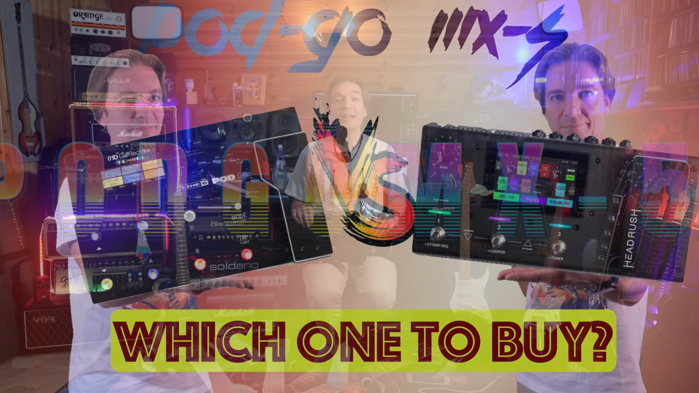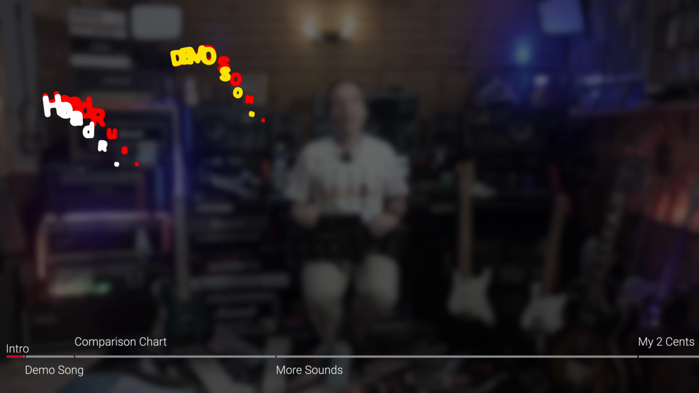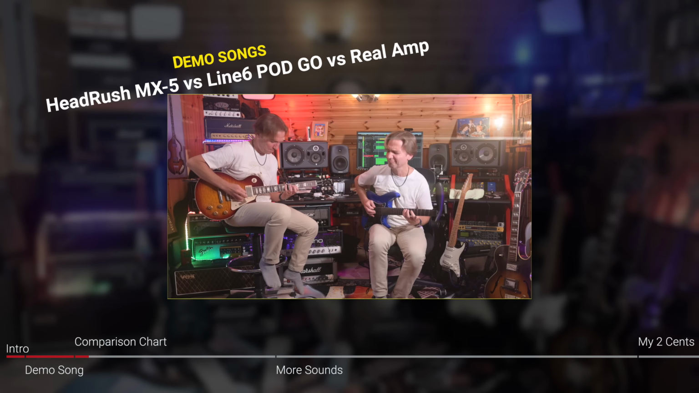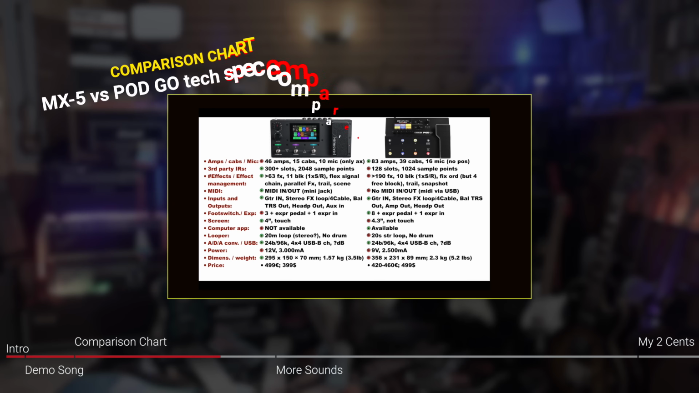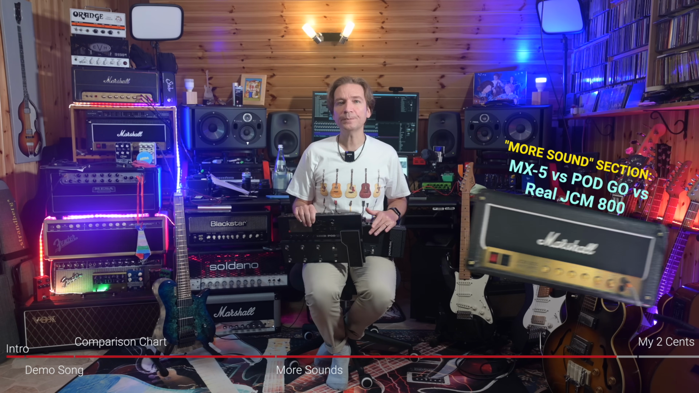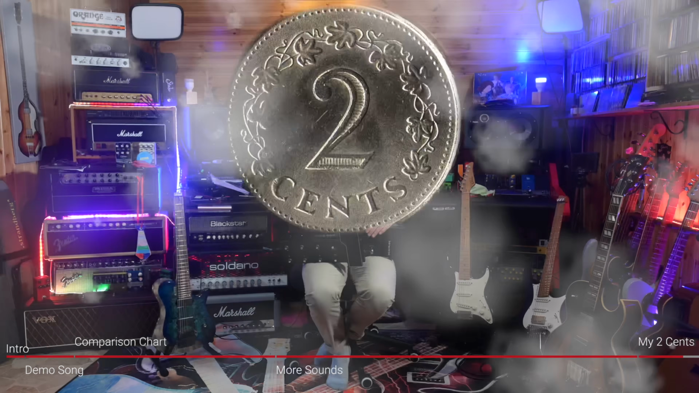the Headrush MX5 and the Line 6 PodGo. First of all, we will hear the units in action with the demo song, then we will compare the features and technical characteristics of the two units with a very detailed comparison chart. Then we will hear more sounds, also comparing the units with real tube amps, checking out the frequency response, the dynamic range management and the note envelope.